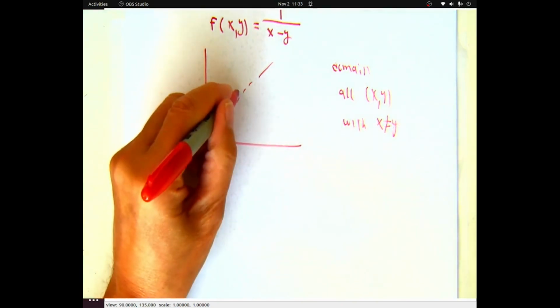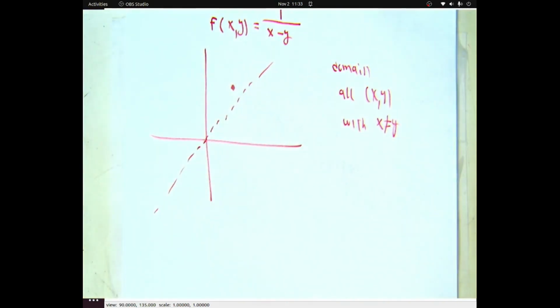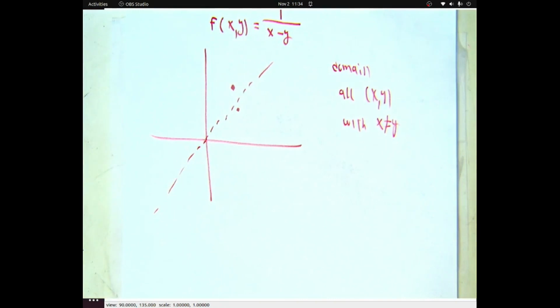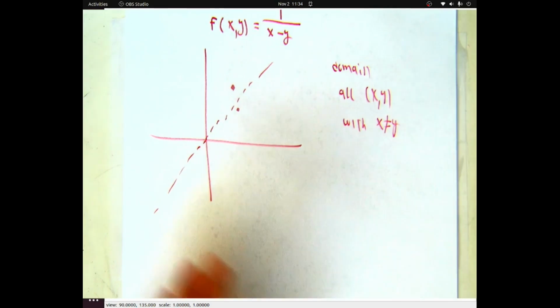What happens if y were just a little bit bigger than x was? That would mean that x minus y would be negative and close to 0. The reciprocal will be a negative number with large absolute value. What if y was just a little bit smaller than x? Then x minus y will be positive, and the reciprocal of a positive number which is close to 0 is a big positive number.